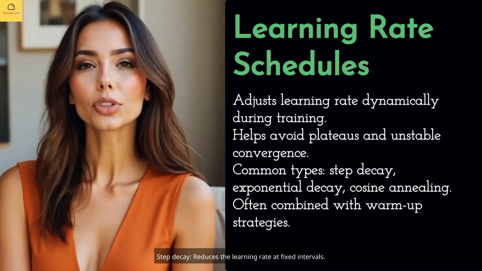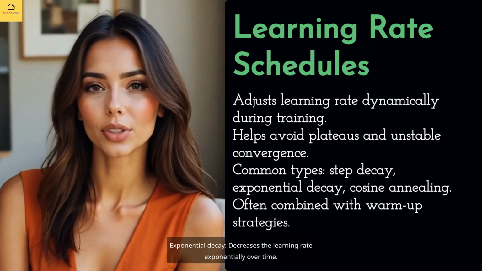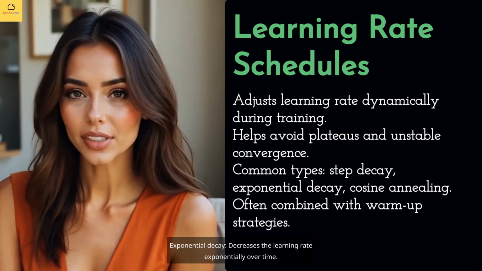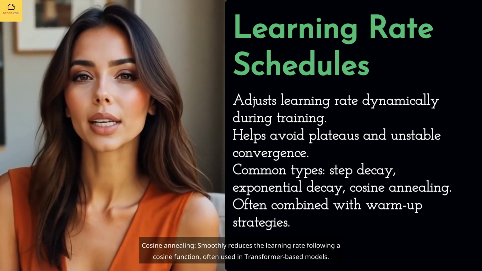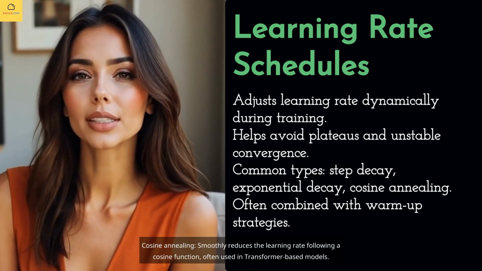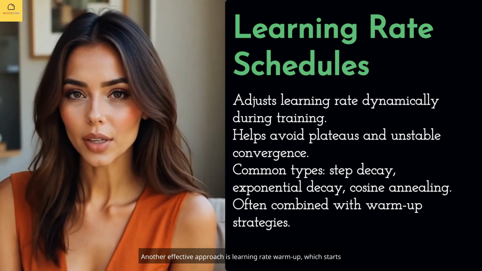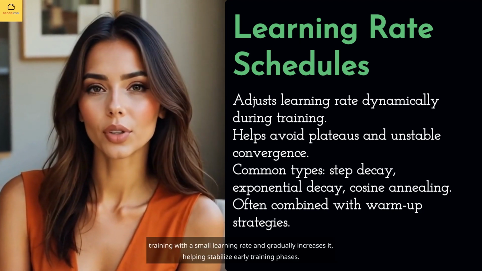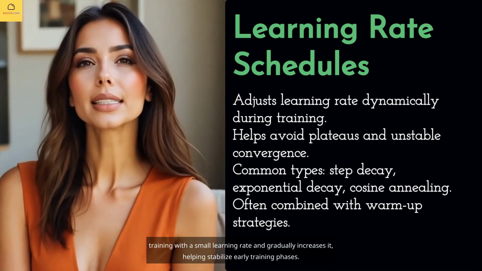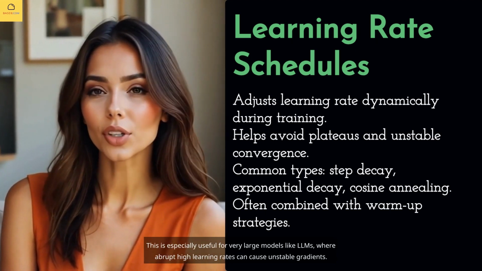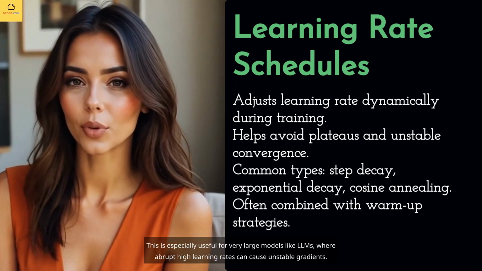Step decay reduces the learning rate at fixed intervals. Exponential decay decreases the learning rate exponentially over time. Cosine annealing smoothly reduces the learning rate following a cosine function, often used in transformer-based models. Another effective approach is learning rate warm-up, which starts training with a small learning rate and gradually increases it, helping stabilize early training phases. This is especially useful for very large models like LLMs, where abrupt high learning rates can cause unstable gradients.